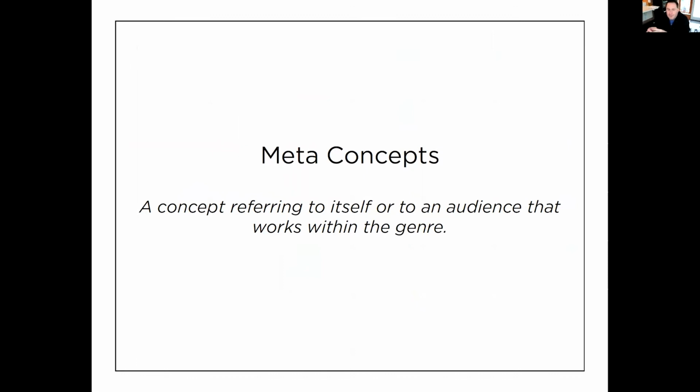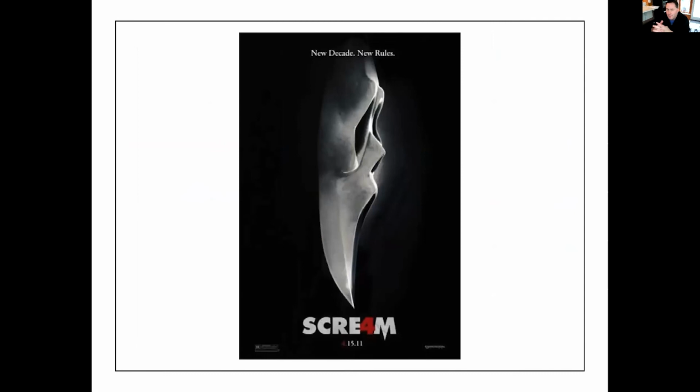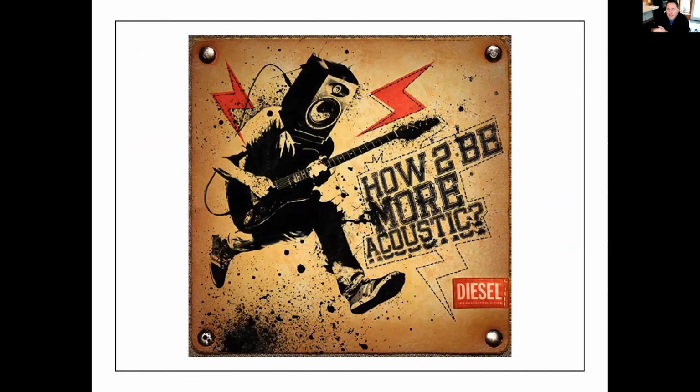Metaconcepts is a concept referring to itself or to an audience that works within the genre. Metaconcepts also refers to combining two or more different concepts into one. So we look at this and we see the Scream poster, and you look at Ghostface there. You see Ghostface, and then it's combining into a knife. Two entirely separate concepts combined into one to give that impression. Same thing here. We see the guitar, the rocker there with the speaker on its head. Very similar to the women with the megaphone on their head.